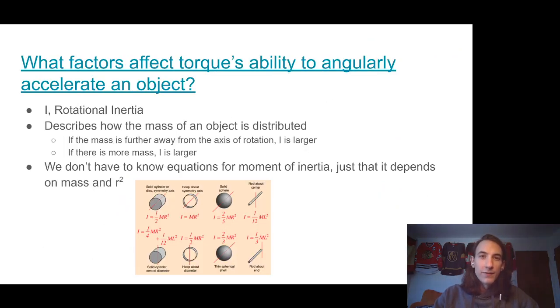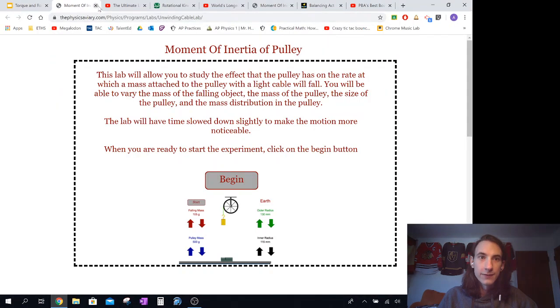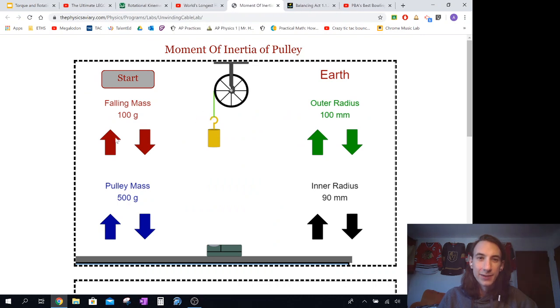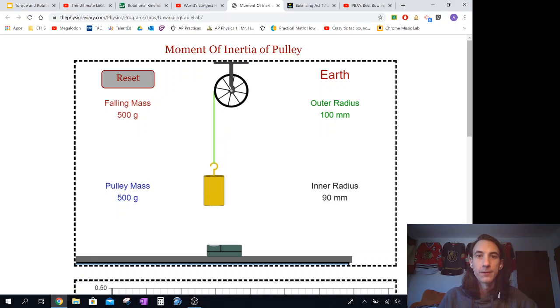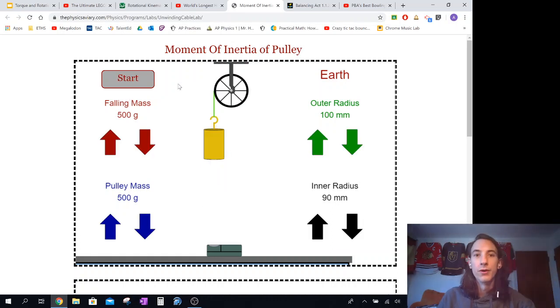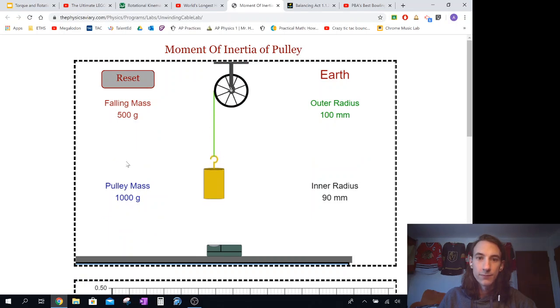So then we want to think about what factors are actually affecting the torque's ability to angularly accelerate an object. We know that torque will angularly accelerate an object, but what factors are actually affecting that? So we can set up this little online mini lab. If we increase the mass, we're increasing the torque, because we're forcing it more away from this pivot point. But what other things can we do? We can change the actual mass of the pulley, and that'll slow us down a little bit.